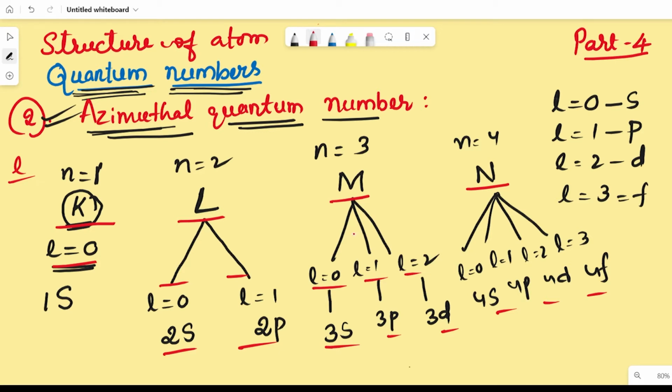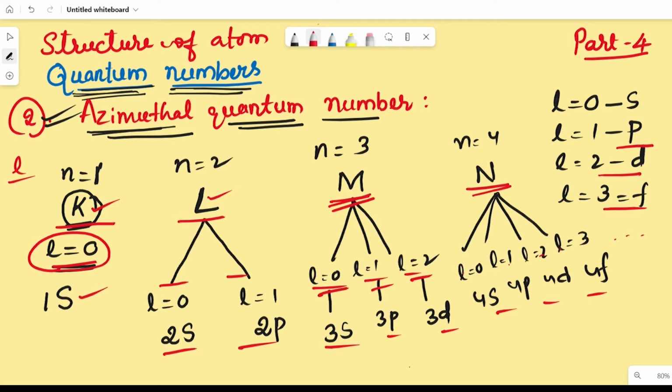For the K shell, how many subshells are there? For the M shell, how many subshells are there? If n is equal to 4, how many subshells are there? Like this, there are a number of questions. So you have to remember the l value is 0 for the s orbital, 1 for the p orbital, 2 for d and 3 for the f orbital. So s orbital and p orbital for the L shell, 3 subshells for the M shell, 4 subshells for the N shell.